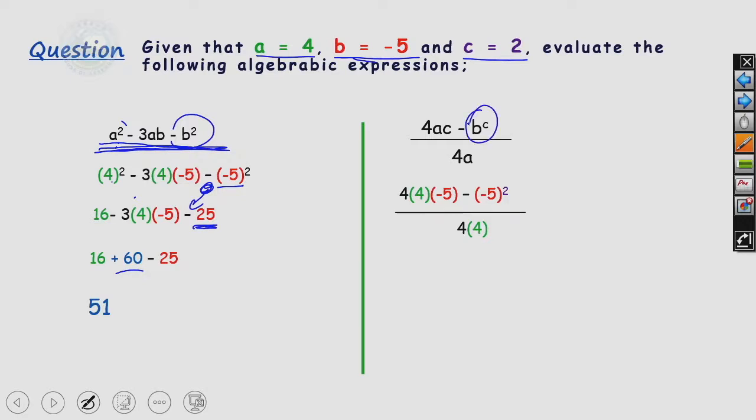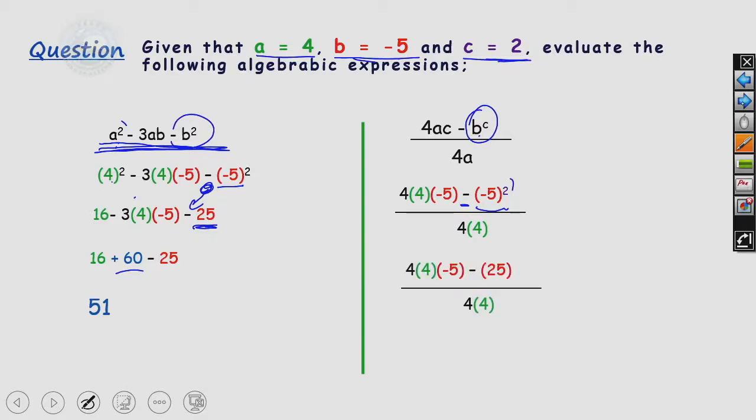This is negative b to the power c. What is b? B is negative 5. So it's going to be negative 5 to the power of c. What is c? C is 2. So it's negative 5 to the power of 2, all upon 4 times a. Utilize BODMAS and your laws of integers.